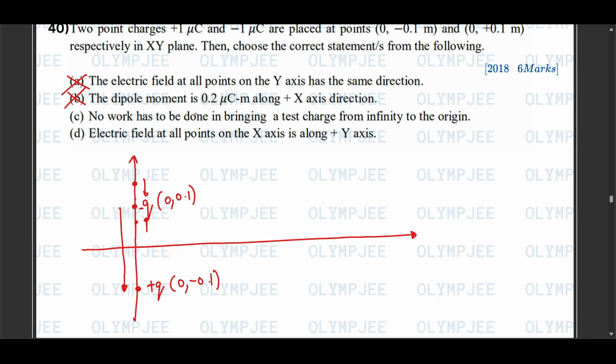So C says no work has to be done in bringing a test charge from infinity to the origin. At infinity, V is 0. And at the origin also it will be 0 because this distance is equal to this distance. So since the points are equipotential, no work will be done. So C is correct. D says electric field at all points on the x-axis is along the y-axis. Let us check. So due to this, it will be here, and due to this, it will be here.